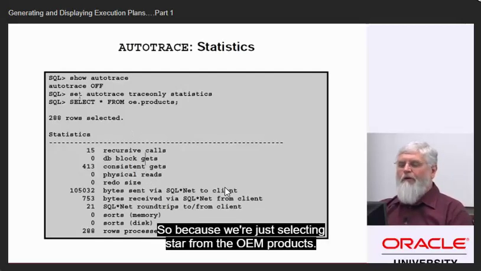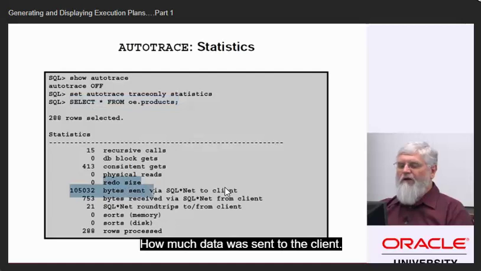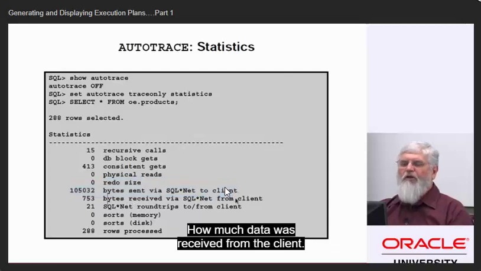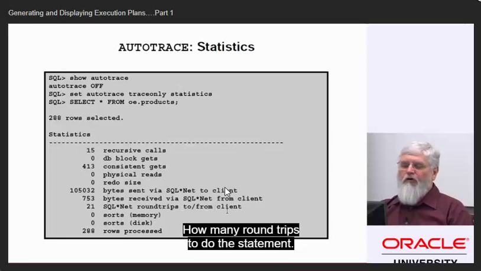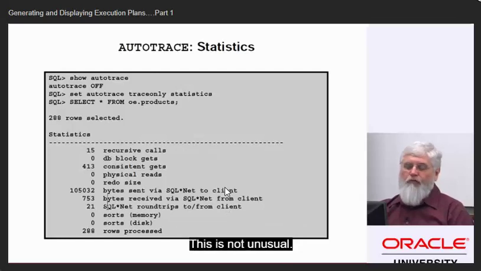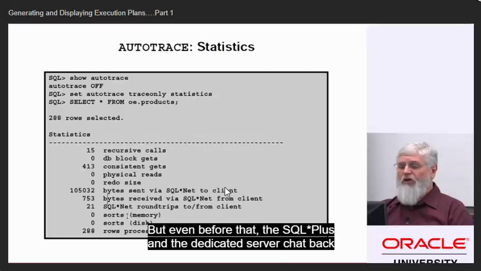How much data was sent to the client? How much data was received from the client? Usually we send more than we receive, generally, but not always true. How many round trips were needed for this statement? It's quite chatty, and this is not unusual. If it's a reasonable amount of data, it will do a number of fetches. But even before that, SQL*Plus and the dedicated server chat back and forth. How much sorting was done in memory and how much was done on disk? Memory sorting is generally much cheaper than sorting on disk.